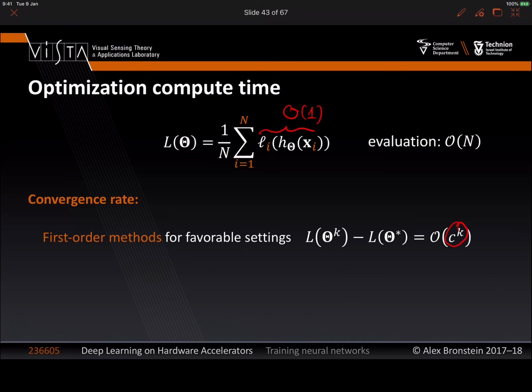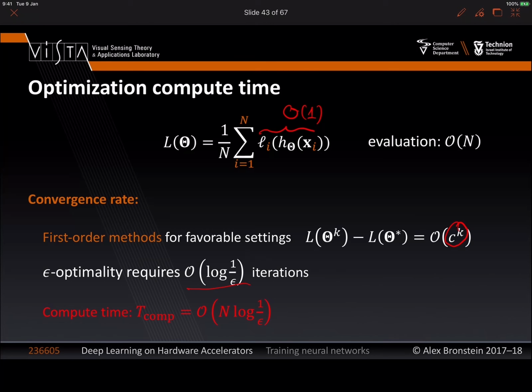So if we now do the opposite kind of reasoning, so I don't care about the convergence, I care about achieving some epsilon optimality. I would like to be epsilon far from my optimal value. Then I just take the log and I will get this number. So basically it will take me the order of log 1 over epsilon iterations to achieve epsilon optimality in this minimization problem. Okay?